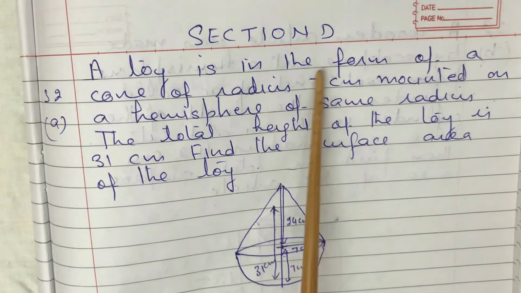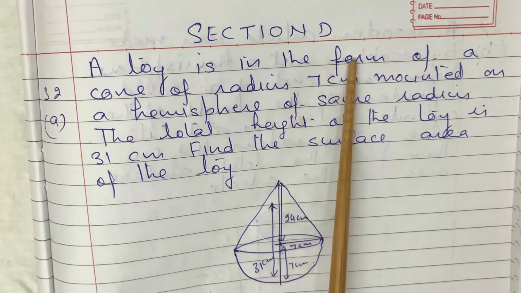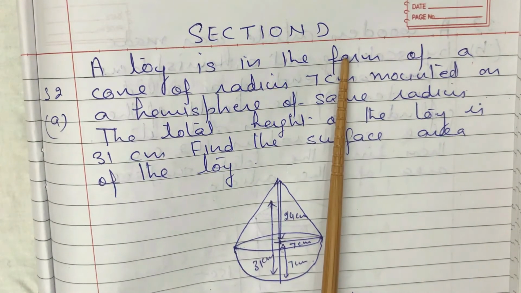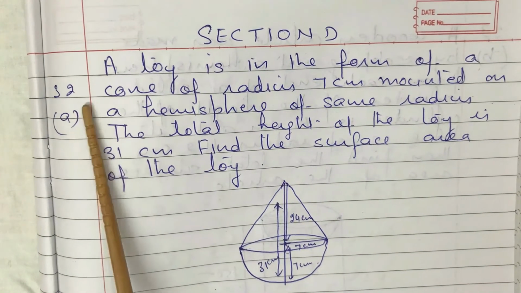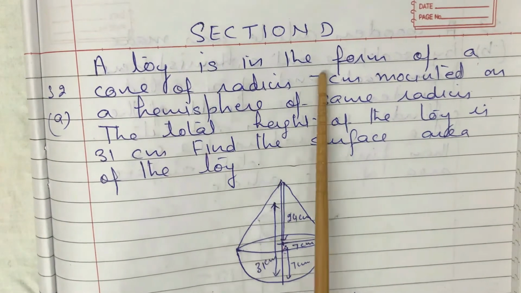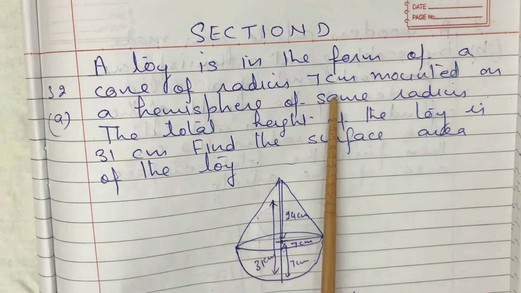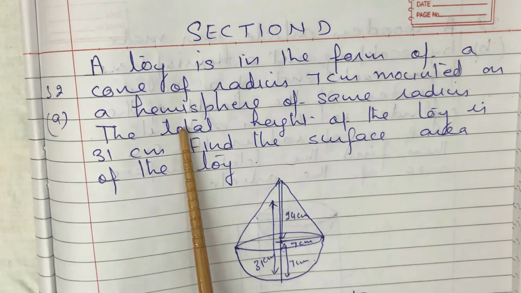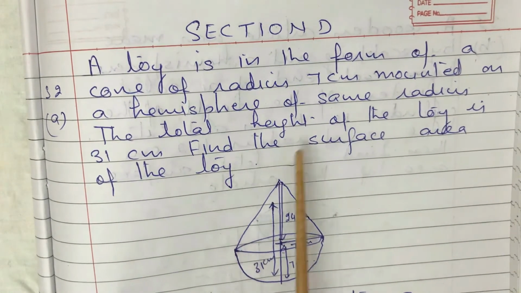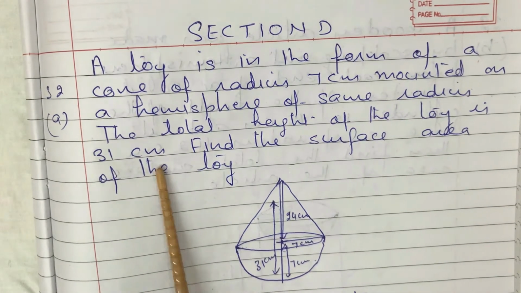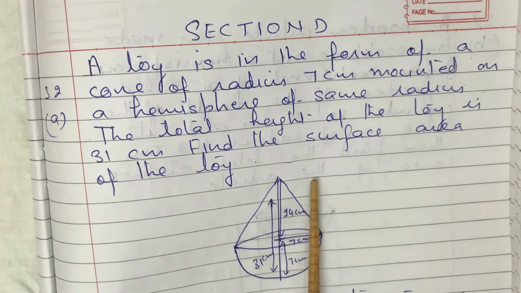Now section D. This section comprises long answer type questions of 5 marks each. Now 32nd question A part. A toy is in the form of a cone of radius 7 cm mounted on a hemisphere of same radius. The total height of the toy is 31 cm. Find the surface area of the toy.